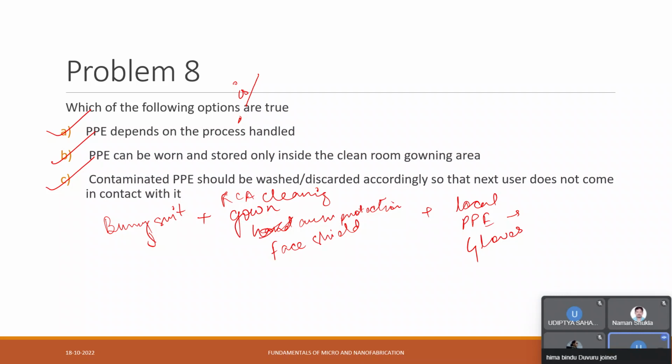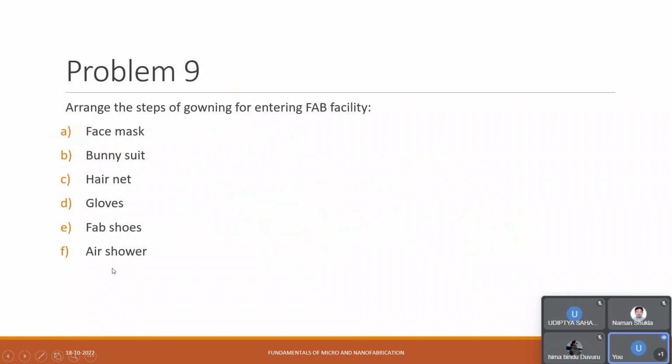So any doubts you can ask. Okay, now we will move to the next one. You have to arrange the steps of gowning for entering a fab facility. These are the 6 elements that are lined up. You have to arrange everything on the floor.